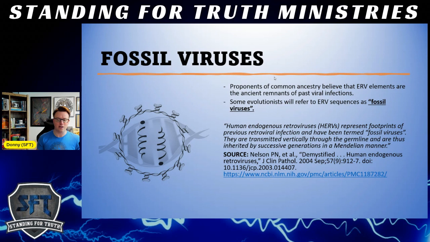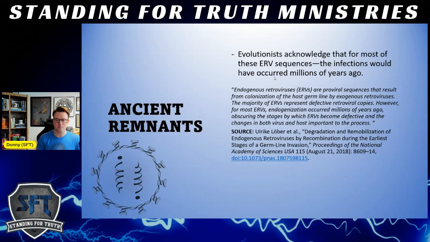Human endogenous retroviruses, HERVs, when you see the H, it's human specific, represent footprints of previous retroviral infection and have been termed fossil viruses. Notice the evolutionary base assumptions built into these technical papers in explaining ERVs. They represent fossil viruses. They're assuming they are the ancient remnants of past viral infections. Let's keep going. Evolutionists acknowledge that for the most part, these ERV sequences, the infections would have occurred millions of years ago.